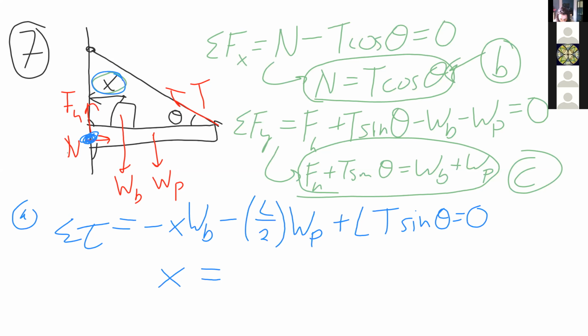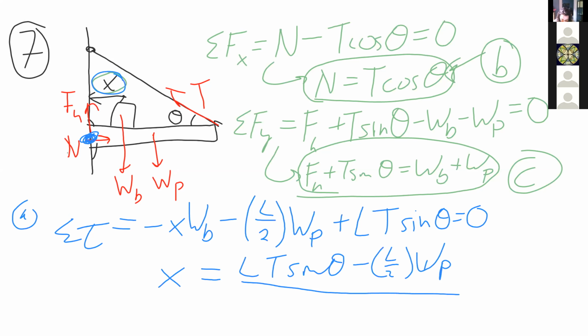It will be something like, let me do this in my head, L T sine theta minus L over 2 times W sub p, divided by W sub b. No, not like this. W sub b. Cool. Anyway, I'm sure you can do that isolation yourself, but that is the way that the solution works.